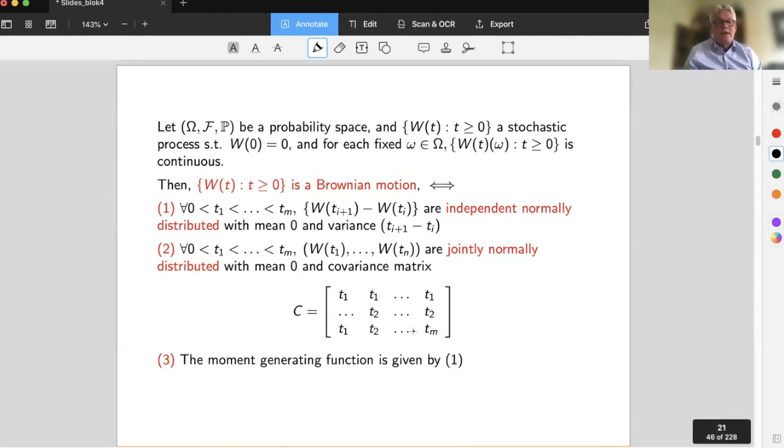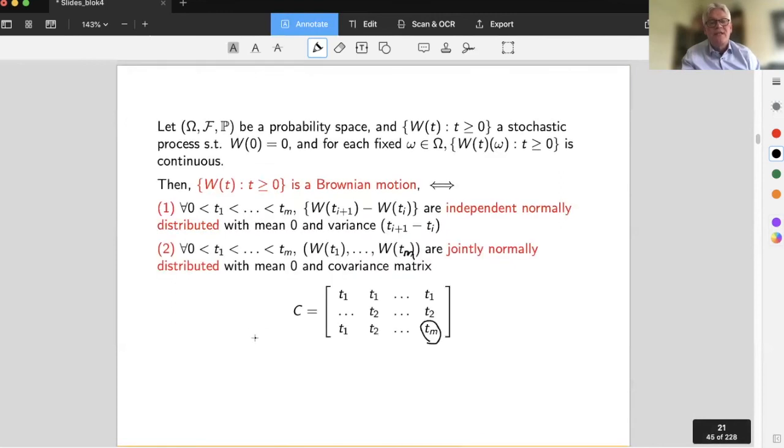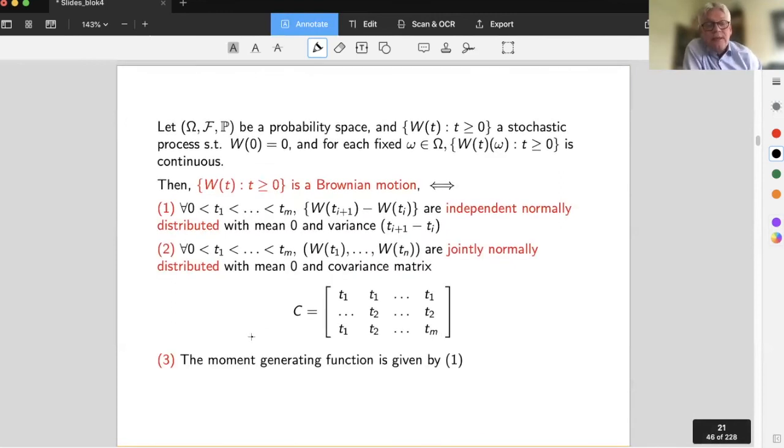Then the third one is that the moment generating function of a Brownian motion is given by this expression over here. That is, in fact, an equivalent definition of Brownian motion.